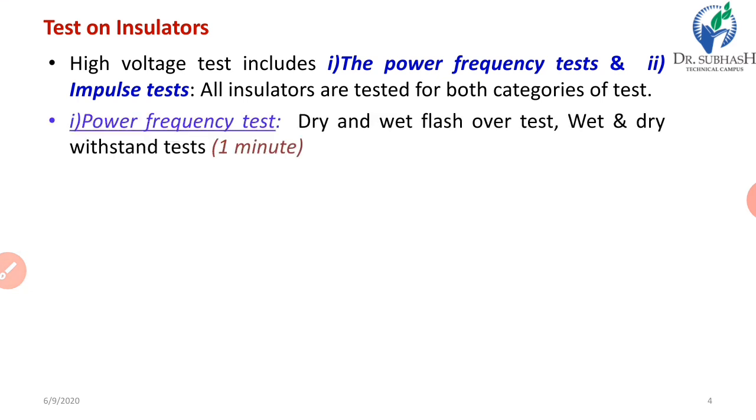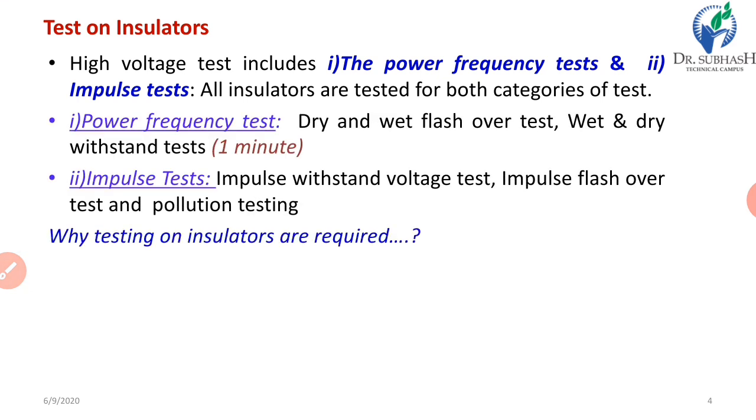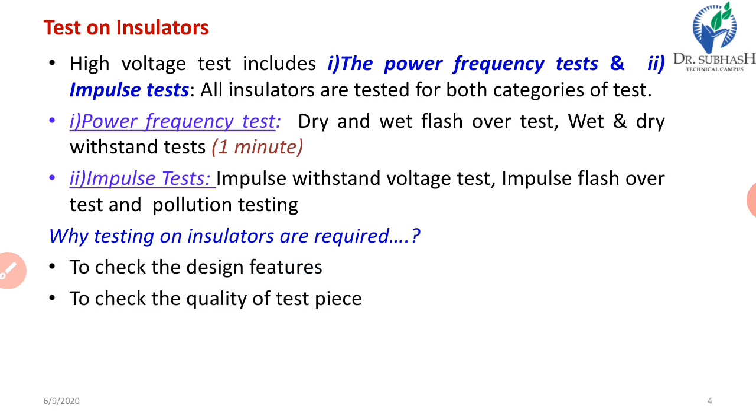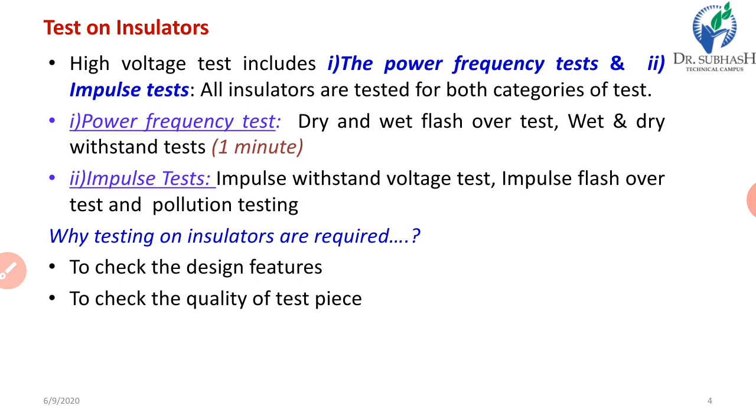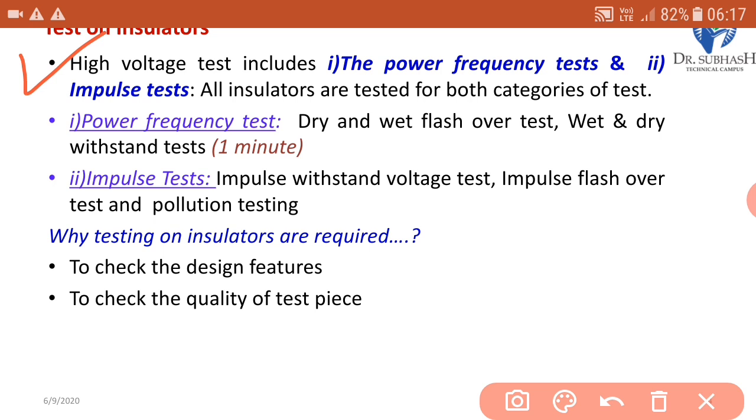Now we will start test. First we will see test on insulator. High voltage test includes the power frequency test and impulse tests. All insulators are tested for both categories of test. Power frequency test. So dry and wet flashover test, wet and dry withstand test for 1 minute. We will see in some more details in next slide.